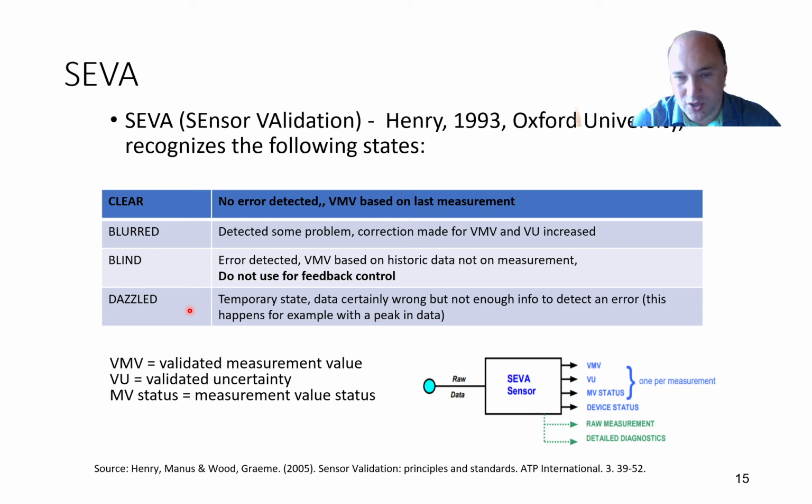We measure temperature somewhere, and we know that the previous temperature was 600 centigrades, and now we suddenly measure 1000 centigrades in between two samples. So this is certainly an error, but we don't know what error this is. So with this state dazzled, typically you go from clear to dazzled, and then you go to blind because you are receiving more data that is definitely incorrect.